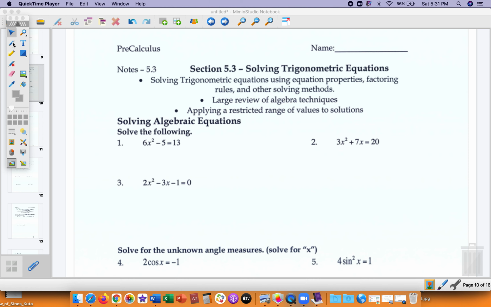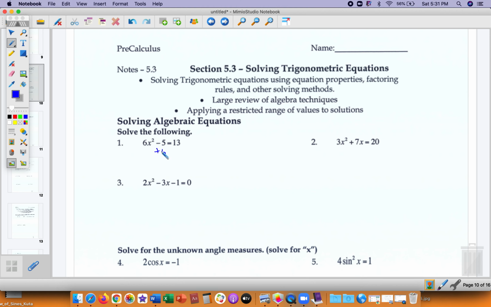Trig equations. Let's go back to some algebra equations quickly. For this first problem, we would add 5 to both sides of the equation. So we'd have 6x squared equals 18. Then we would divide both sides by 6. X squared equals 3. Then we take the square root of both sides and we have plus or minus square root 3. So we'd have two solutions, positive root 3 and negative root 3.